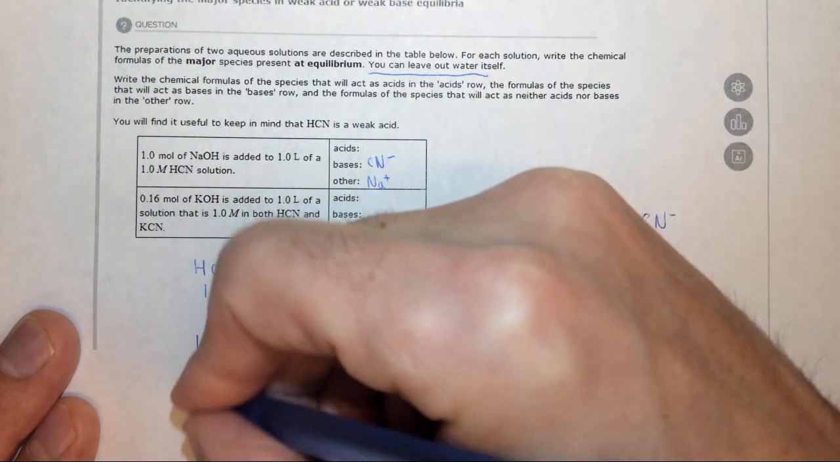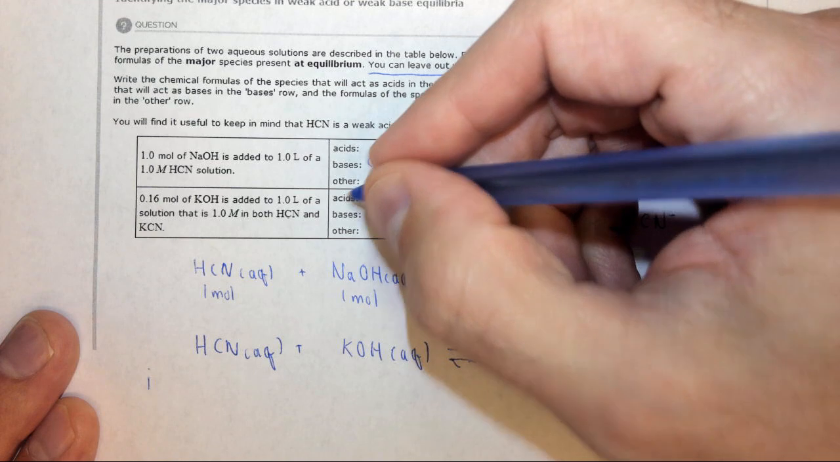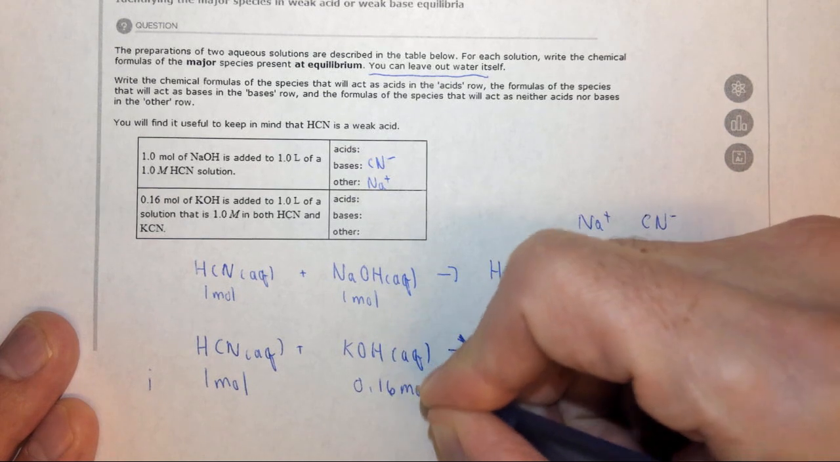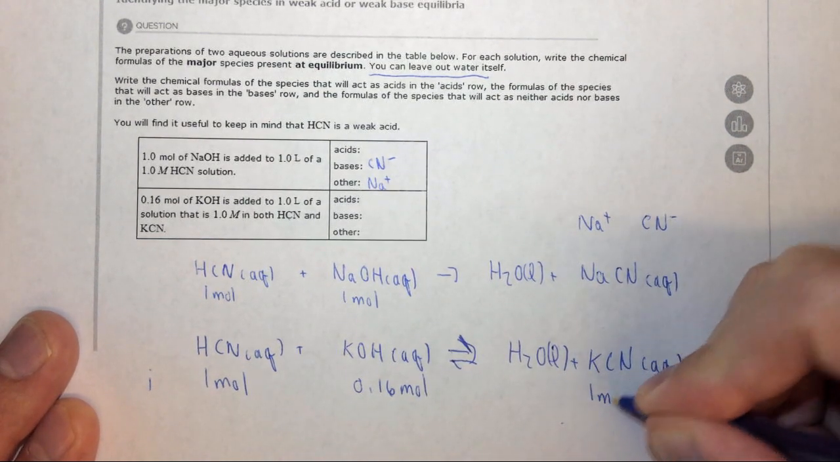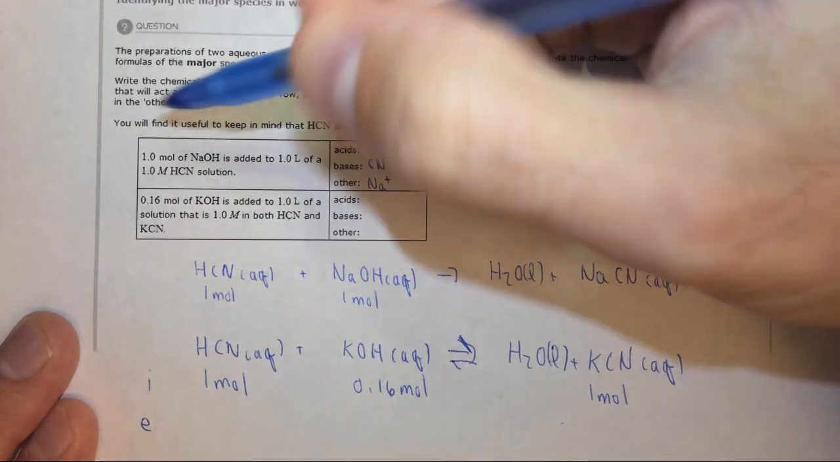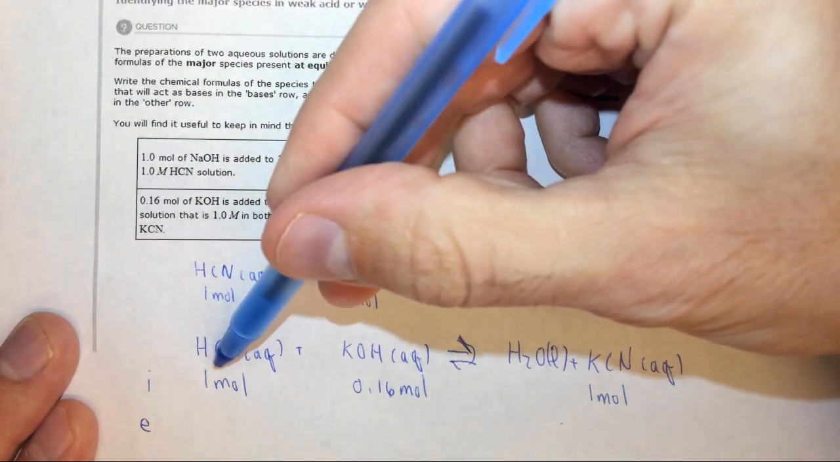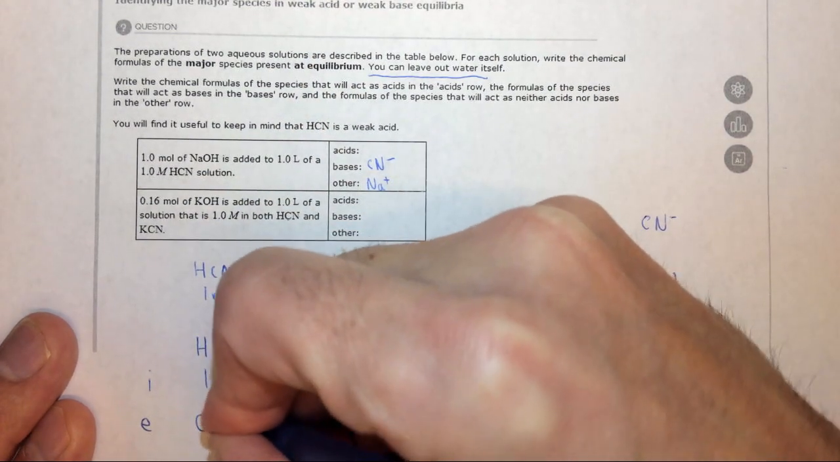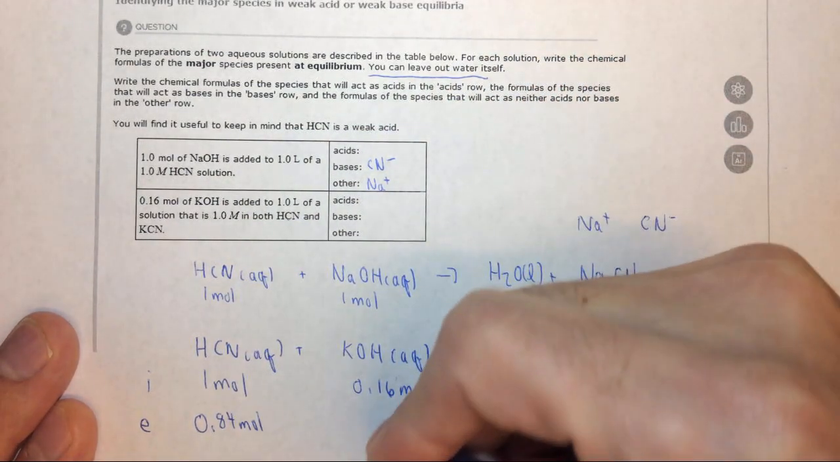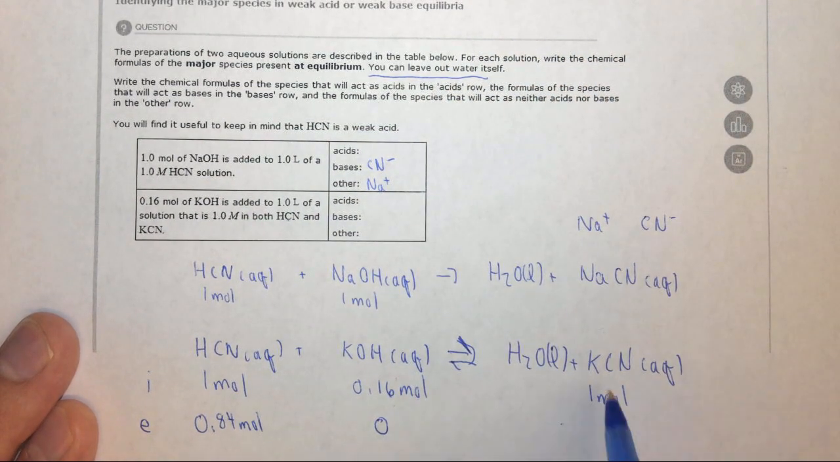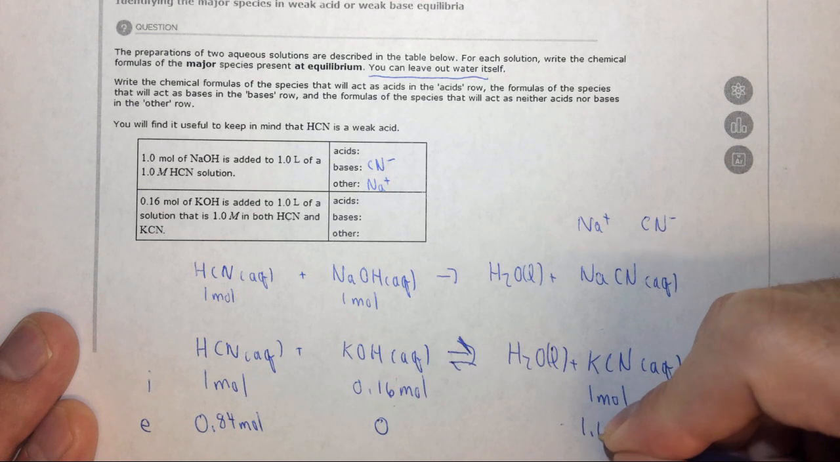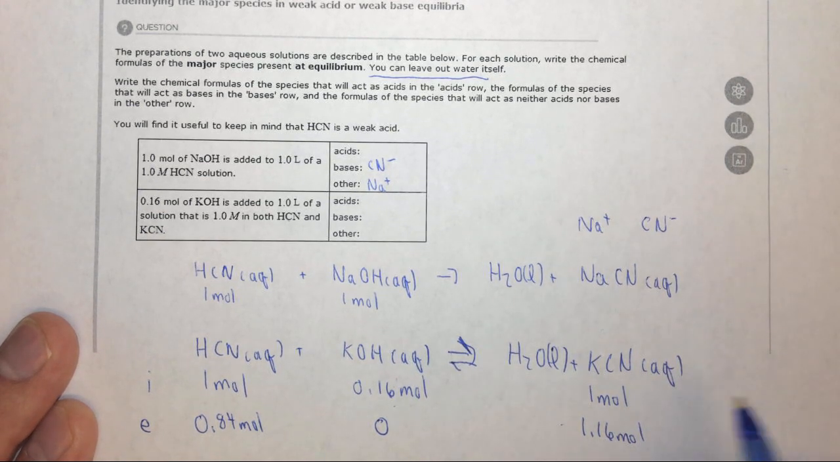Well, we start with 1 mole, so this is initial, if you will. We're not going to do an ice table exactly, but we're going to have initial and equilibrium. We start with 1 mole of this, 0.16 moles of this, and we have 1 mole of KCN. At equilibrium, what's going to happen? Well, 1 mole of this and 0.16 moles of this are going to react, which is going to give us 0.84 moles of HCN at the end, no moles of KOH because it's the limiting reactant, and 1 plus the 0.16 more, or 1.16 moles of KCN.